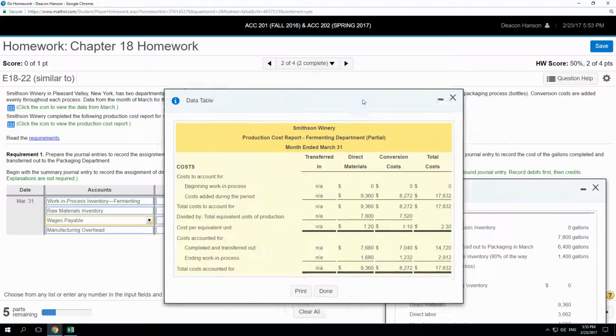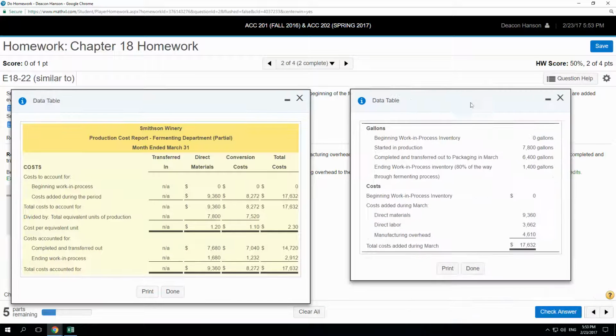So we got to look at the other data we have. Let's see if they tell us anything else. Costs added during March. Okay, it's giving me that information right here. So it's breaking it down, right? So you could even double check it. You could say 8,272. Does this add up to 8,272? Looks like 3,662 plus 4,610, yes. So these two do add up to the 8,272.